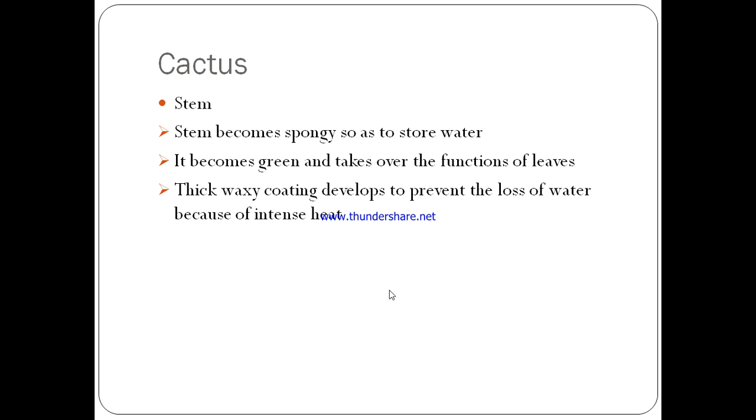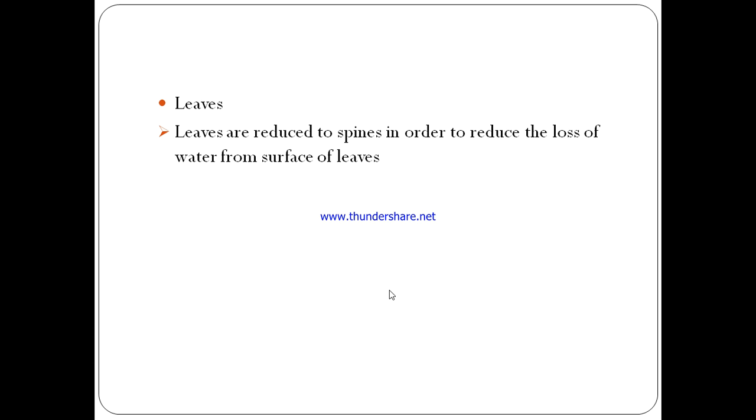Stems become green and take over the functions of leaves. A thick waxy coating develops on the stem to prevent the loss of water because of the intense heat of the desert. Leaves are reduced to spines in order to reduce the loss of water from the surface of leaves.